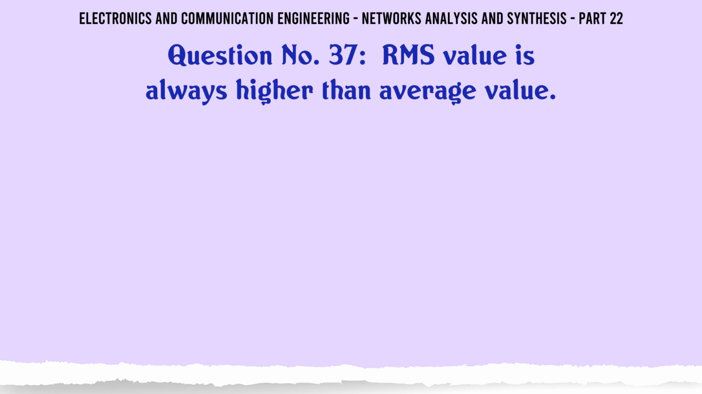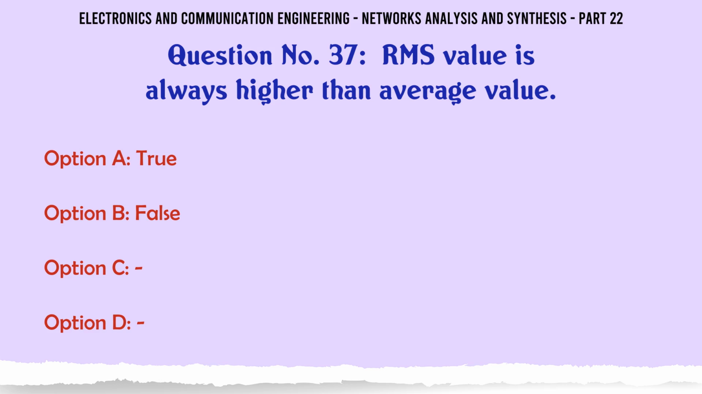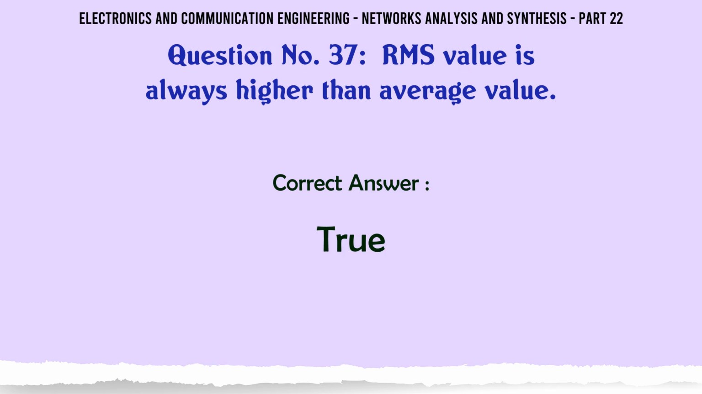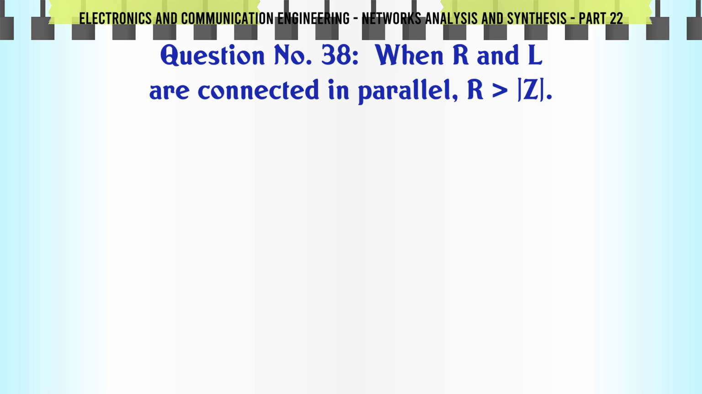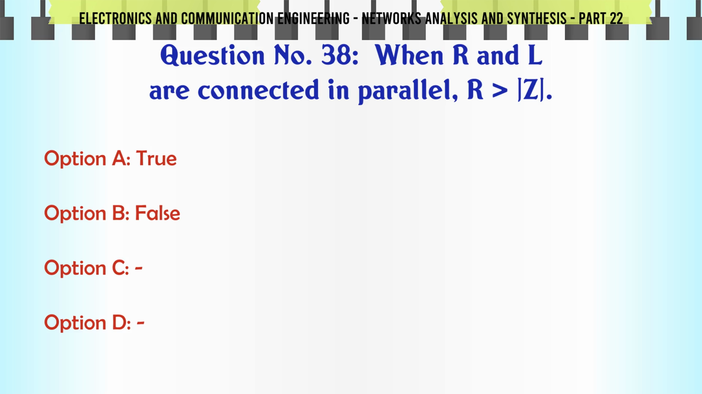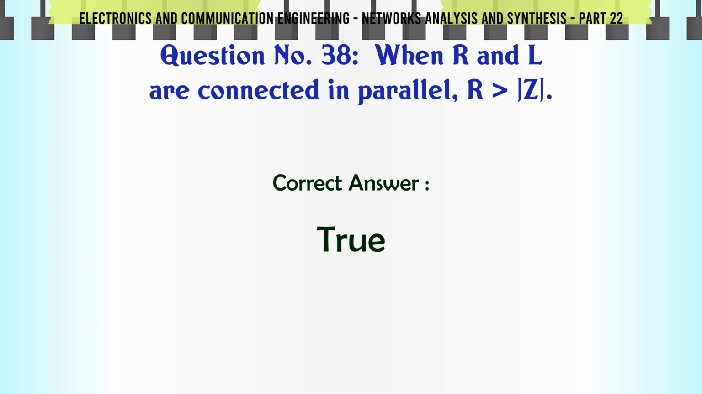RMS value is always higher than average value. A. true, B. false. The correct answer is true. When R and L are connected in parallel, the impedance Z is given by the parallel combination. A. true, B. false. The correct answer is true.